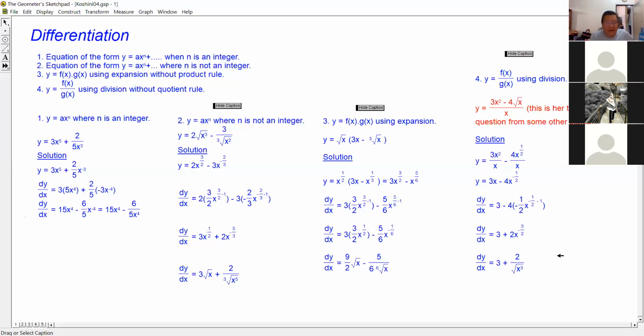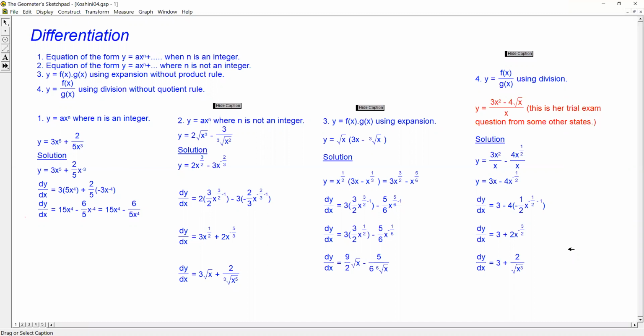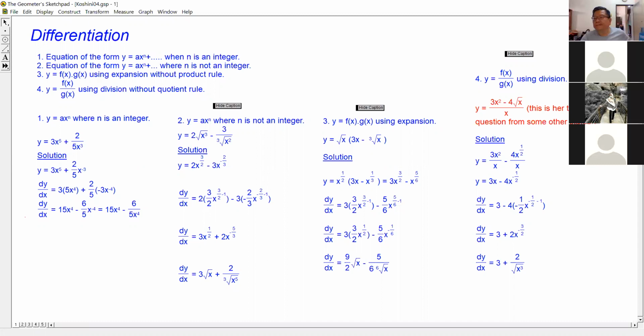Any mistake or not, please check. Liu Ying, correct or not? Correct. Liu Ying said correct. Okay, now you go through, and if you have any question, you ask. Turn on your mic and ask. If no question, then we go on to the physics problem. Okay, any problem, anything you don't understand, how to differentiate fractions, where the indices are fractions?